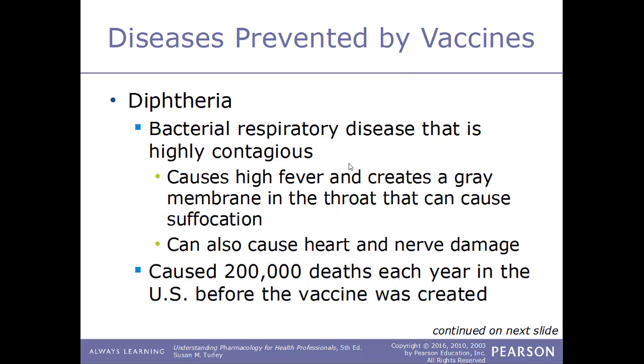This is another disease that's prevented by a vaccine, diphtheria. This is a bacterial respiratory disease that is highly contagious. It can cause a high fever and creates a gray membrane in the throat that can cause suffocation. It can also lead to heart damage and nerve damage. Before the vaccine was created, it caused 200,000 deaths each year in the United States.